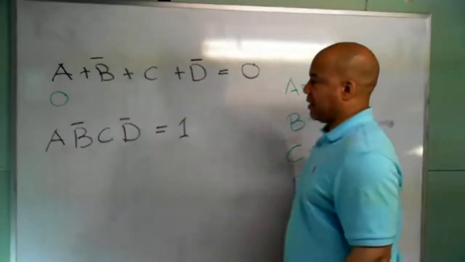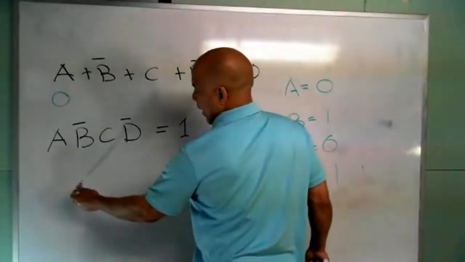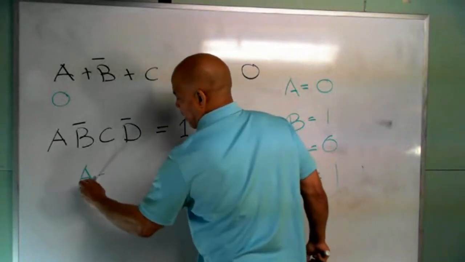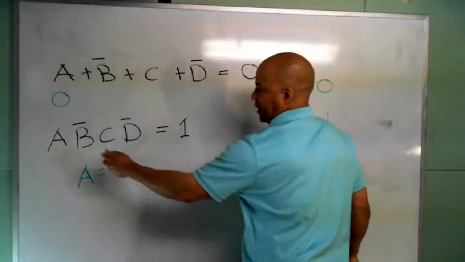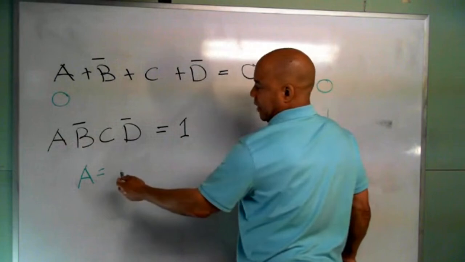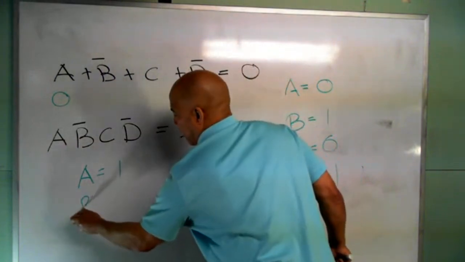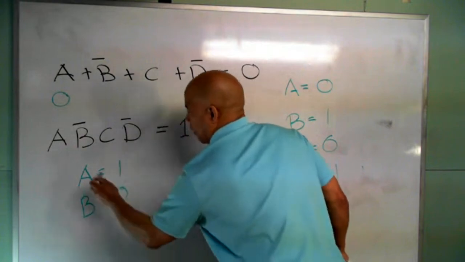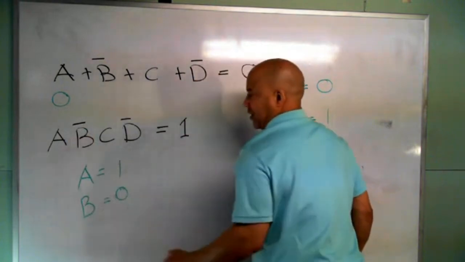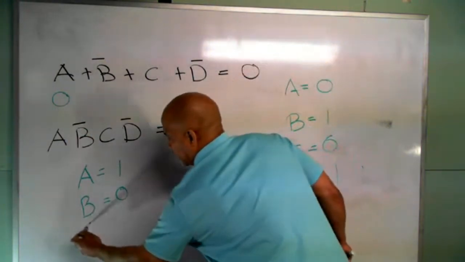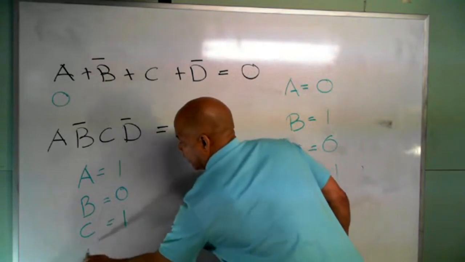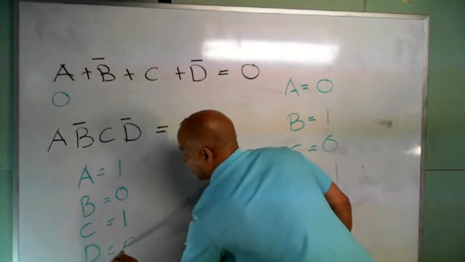And then this was kind of the same way here. This time I want to get a 1, so that means everything here has to be a 1 because I'm ANDing. A would have to be a 1. B would have to be a 0 because I'm knotting it, and when I knot that, that changes that to a 1. C is a 1, and D is a 0.